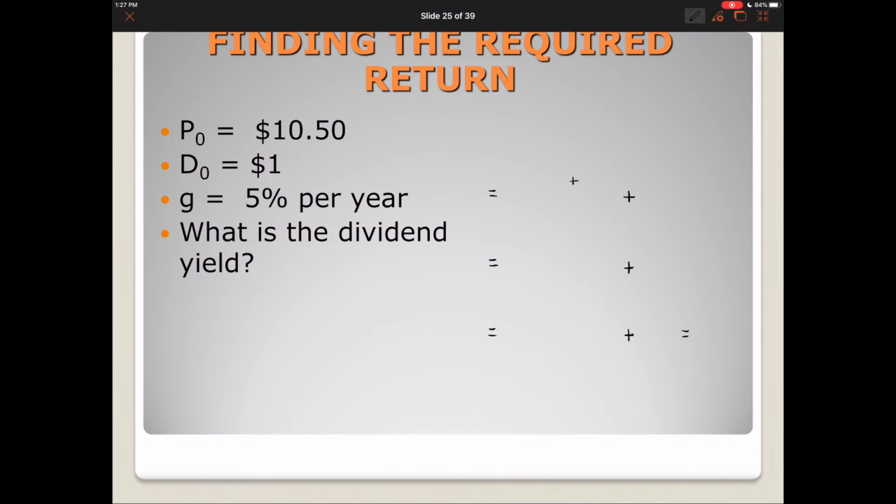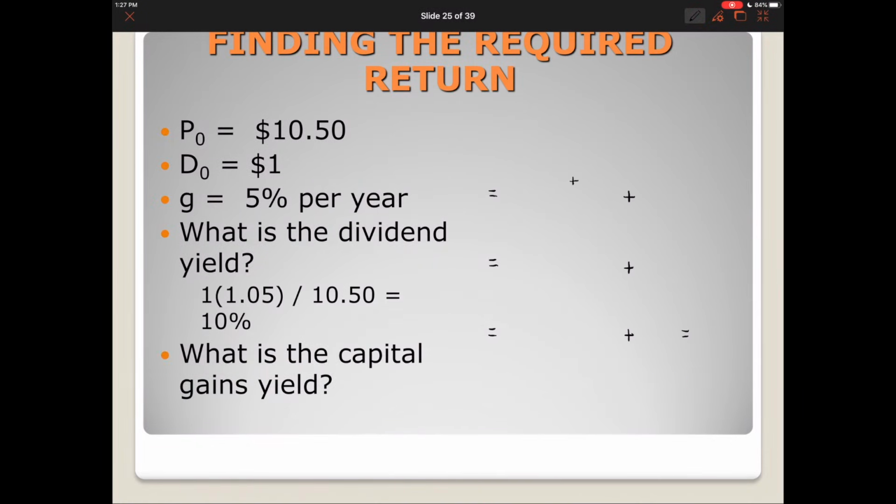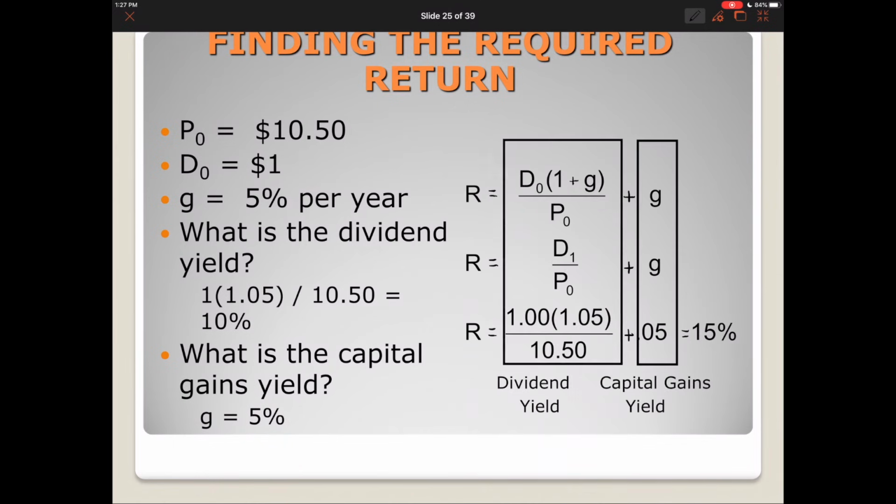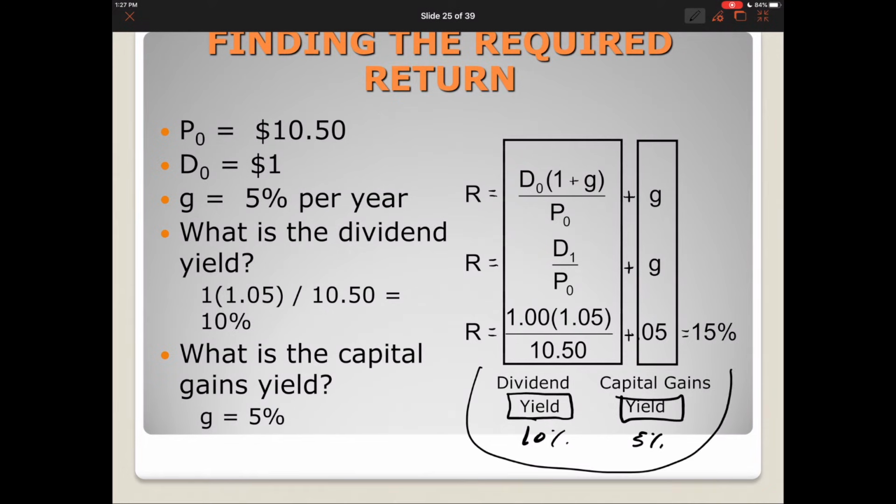You can see here, same scenario. What is the dividend yield? What's the capital gains yield? But just breaking it down and understanding that the dividend yield, so the return that you receive in the form of dividends, is 10%. And then the return that you receive in capital gains is 5%, so the increase in the value of our asset. So our total required return is 15%. So that is solving for the required return when you know the current price and you know what the dividends are, but this is used when you have constant growth.